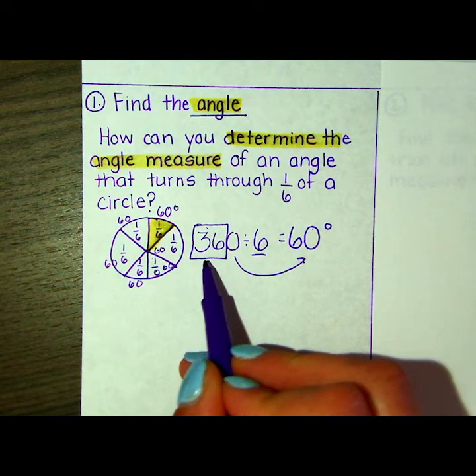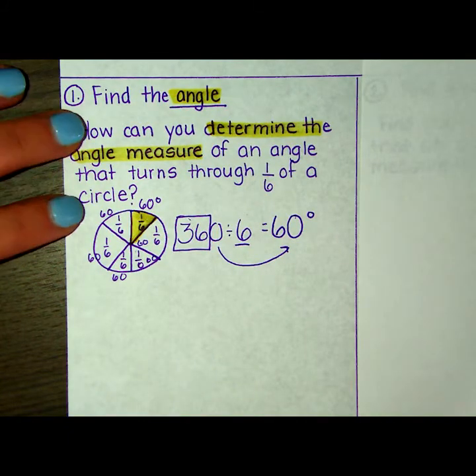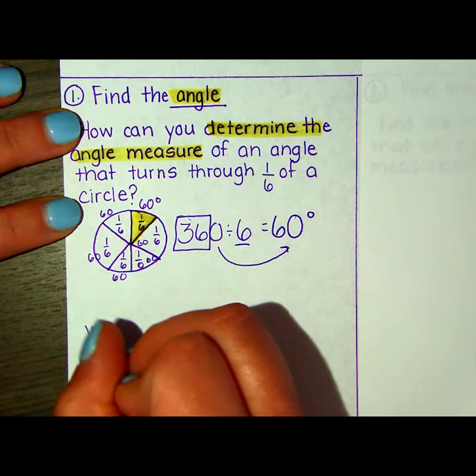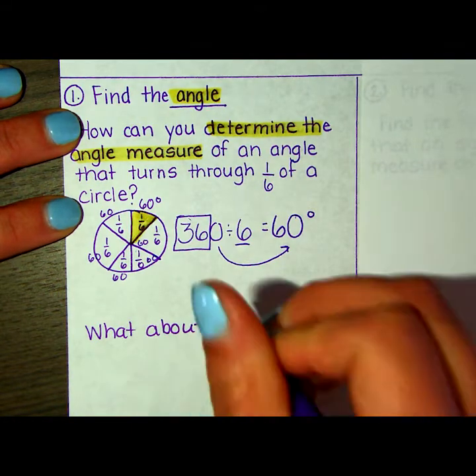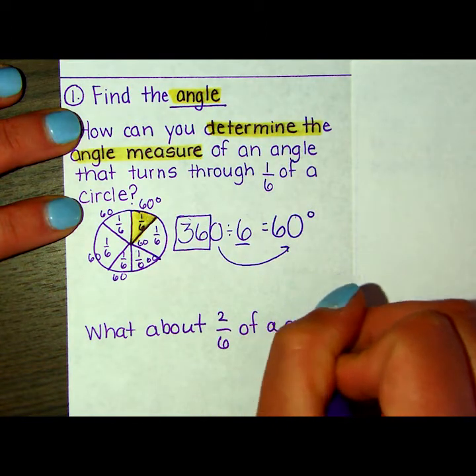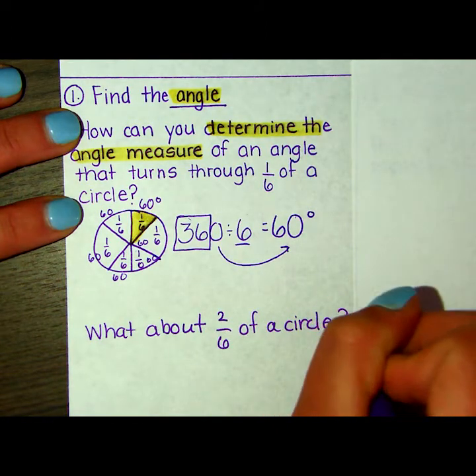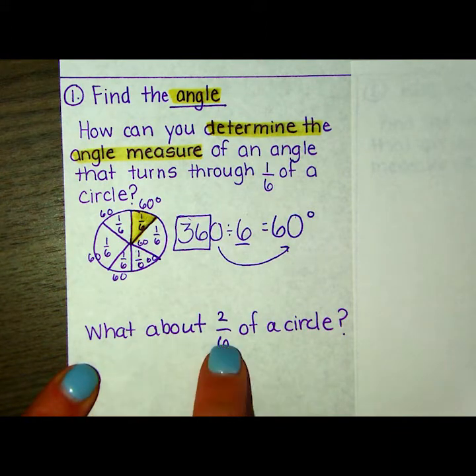But now let's change this just a little bit because we always like to do that in fourth grade. What about 2/6 of a circle? What is the angle measurement of an angle that turns through 2/6 of a circle?